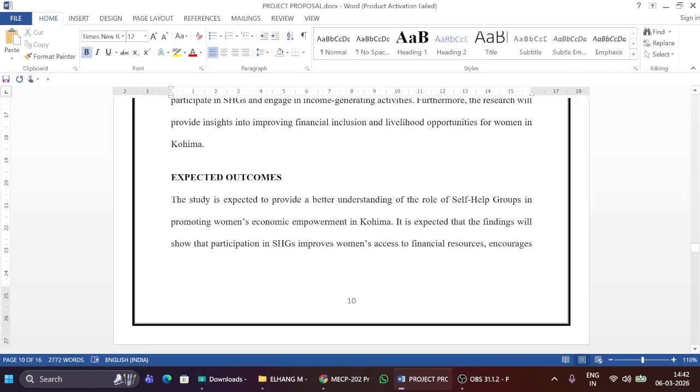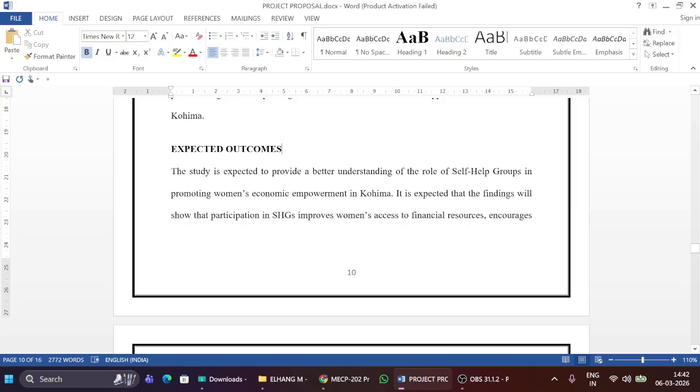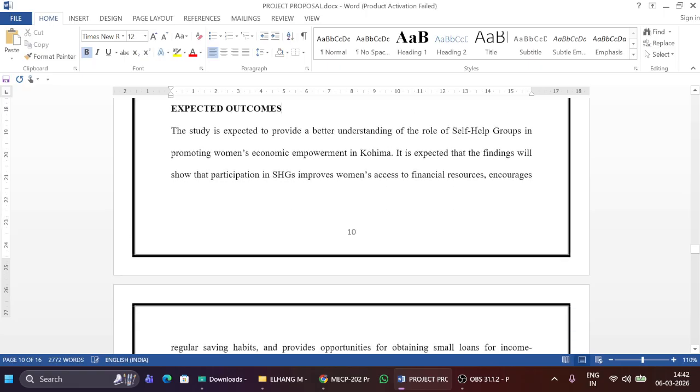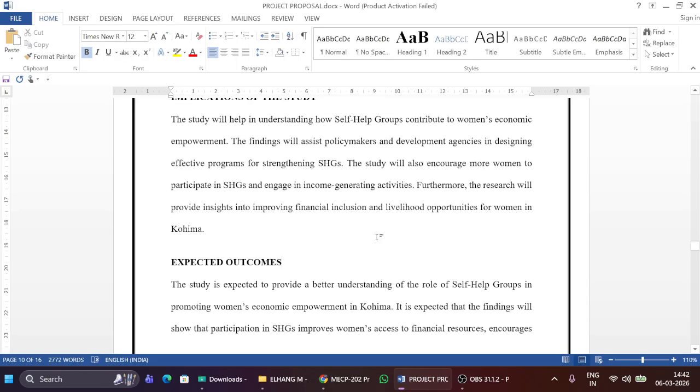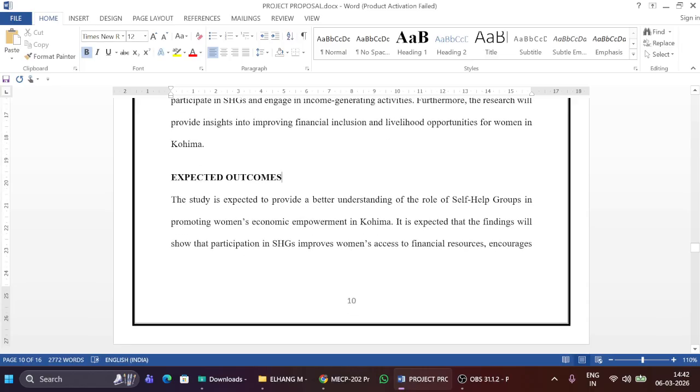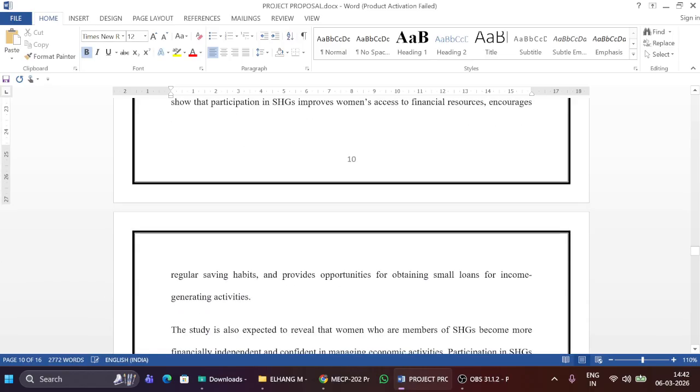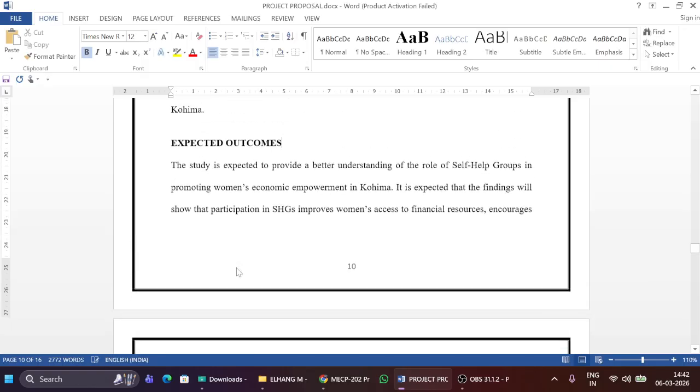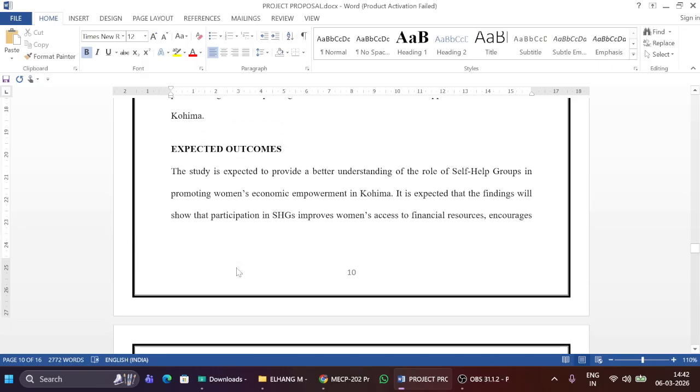Expected outcomes, I already told you. The study is expected to provide a better understanding of the role of self-help groups in promoting women's economic empowerment in Kohima, and it is expected that the findings will show that participation in SHG improves women's access to financial resources and encourages regular saving habits. So in this way you have to write the expected outcomes. If you don't understand anything, you can pause the video and read it properly, so that you will have a better idea while writing your project proposal.